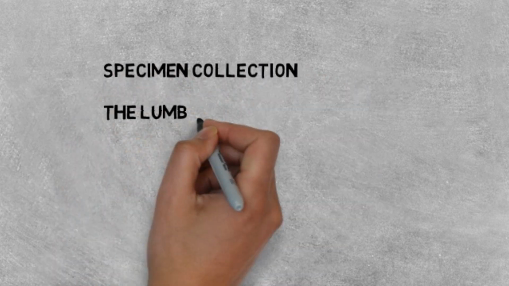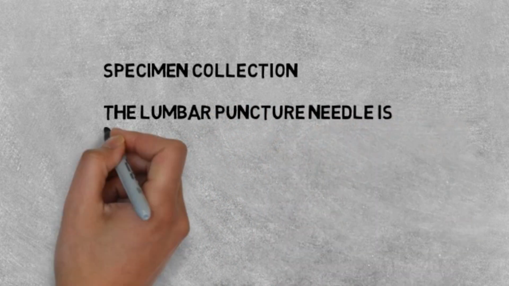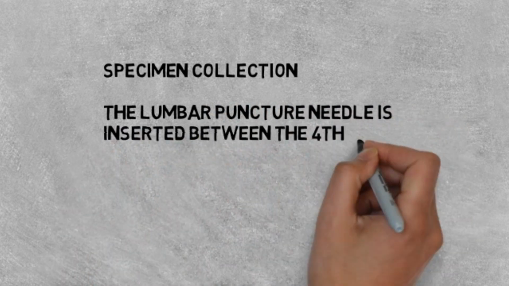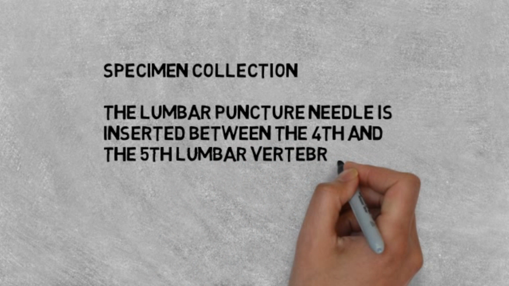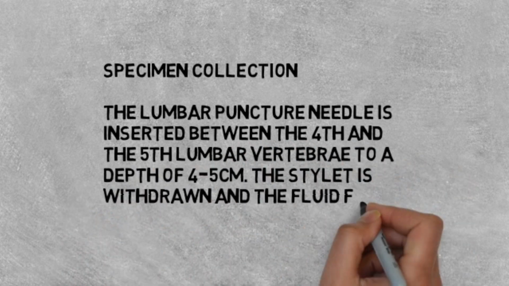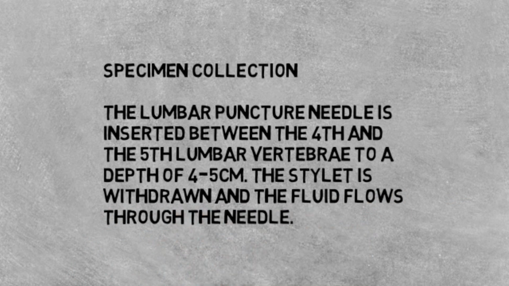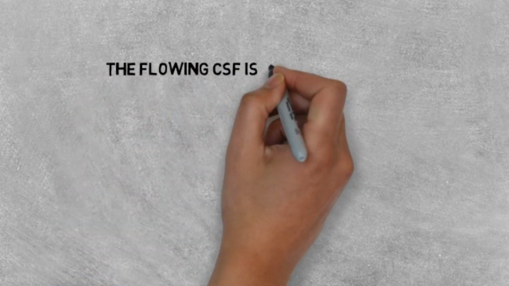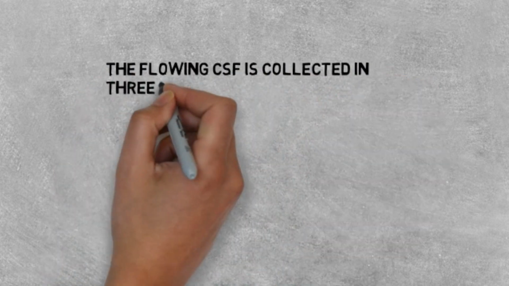Specimen collection. The lumbar puncture needle is inserted between 4th and 5th lumbar vertebrae to a depth of 4.5 cm. The stylet is withdrawn and the fluid flows through the needle. The flowing CSF is collected in 3 tubes.